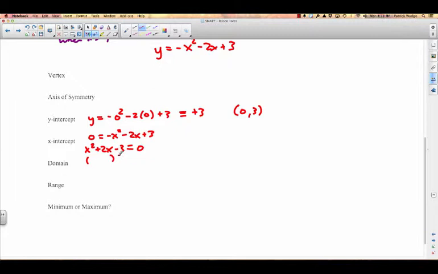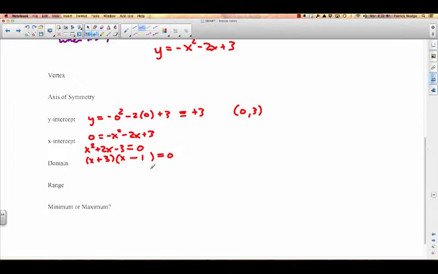This is a simple trinomial. We're looking for two numbers that multiply to 3 and subtract to 2. So we've got x, and our numbers are 3 and 1. Drag down that plus, a positive times a negative equals that negative 3, and it's still equal to 0.